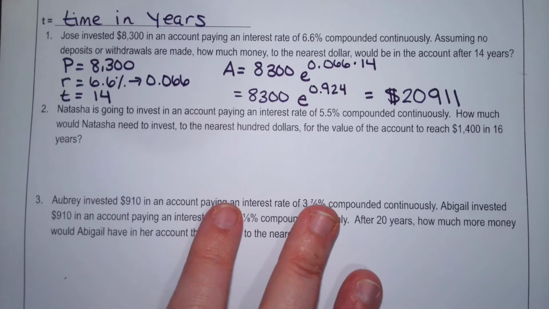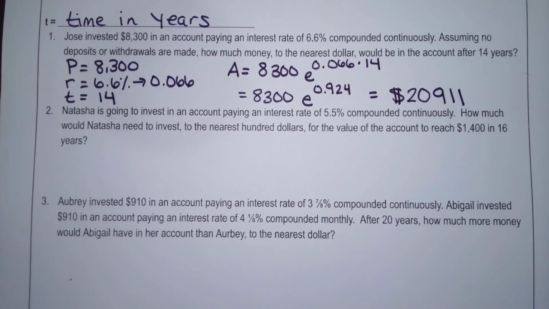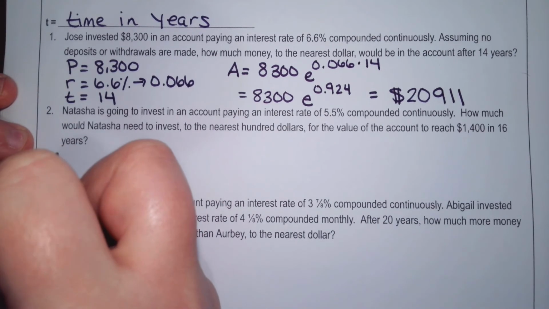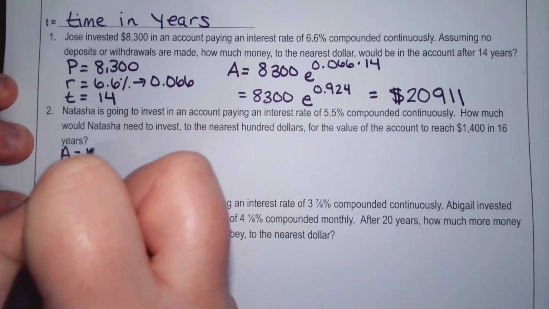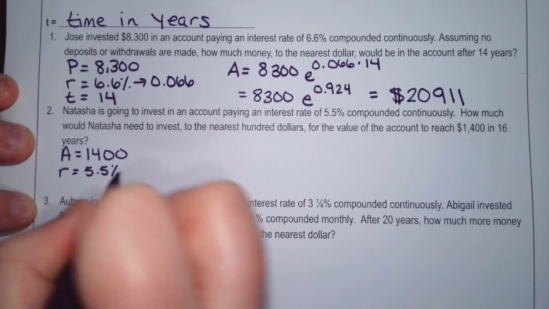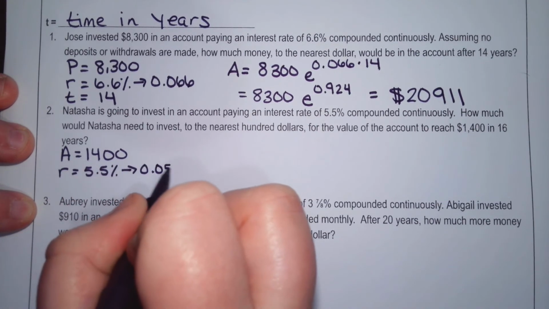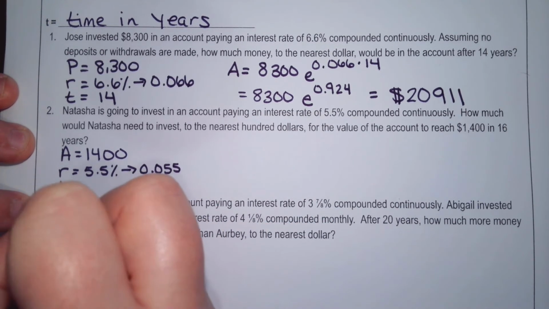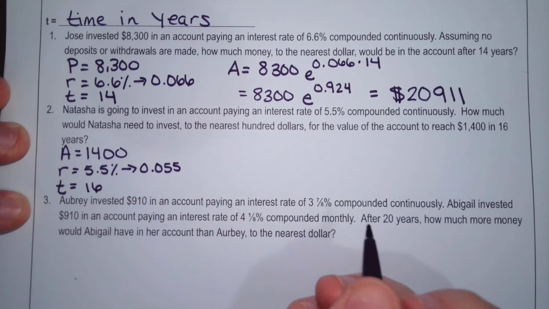All right, now we're going to work backwards. Natasha is going to invest in an account paying a rate of 5.5% compounded continuously. How much would Natasha need to invest to the nearest $100 for the value of the account to reach $1,400 in 16 years? So we have an ending amount of $1,400, a rate of 5.5%, which would be 0.055, and the number of years as 16.